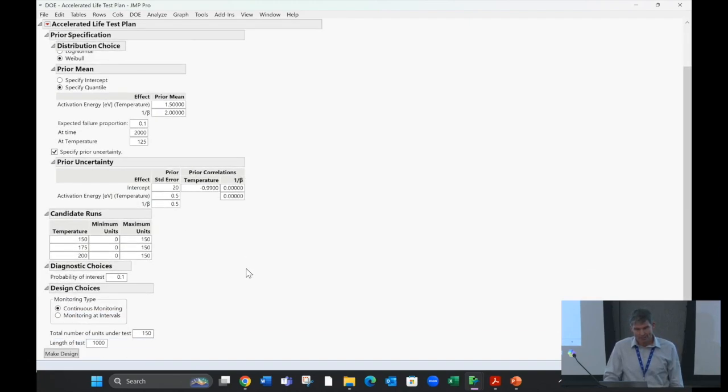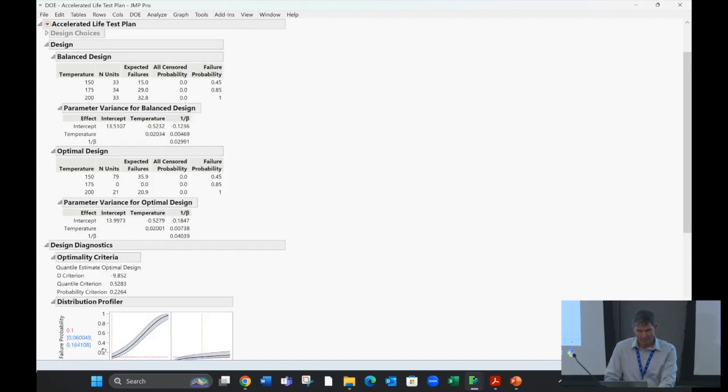So if you have it and you have data that you run, you can integrate that into what this design is going to give you. Rather than having a balanced design, where if you've got 100 articles you do 33 at 150, 33 at 175, 33 at 200, which might not make much sense. Why? Because at 200, you know they're going to fail pretty quickly, right? So now, how many units total do I have? I'll do 100, and the length of test, we'll say 5,000. And we'll go ahead and make this design.